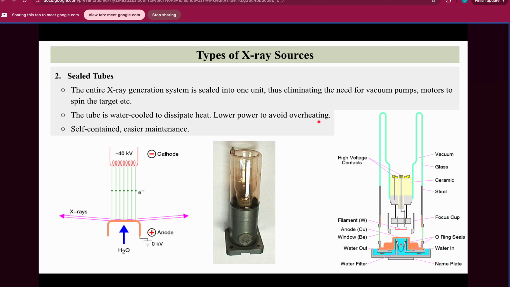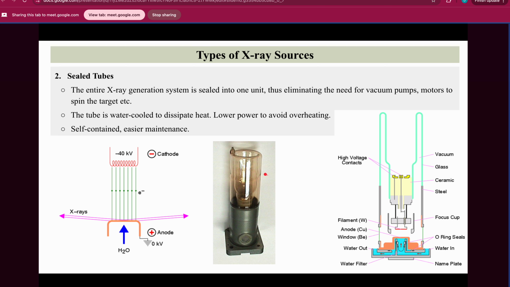Because if power is high, then the electrons will move with greater speed, and then they will generate more heat. To deal with it, they provided lower power. But due to lower power, you will not be able to get high speed. So this was also one of the limitations, because you have to deal with overheating as well. This is a self-contained system, and its maintenance was easier than the previous cold cathode tubes.